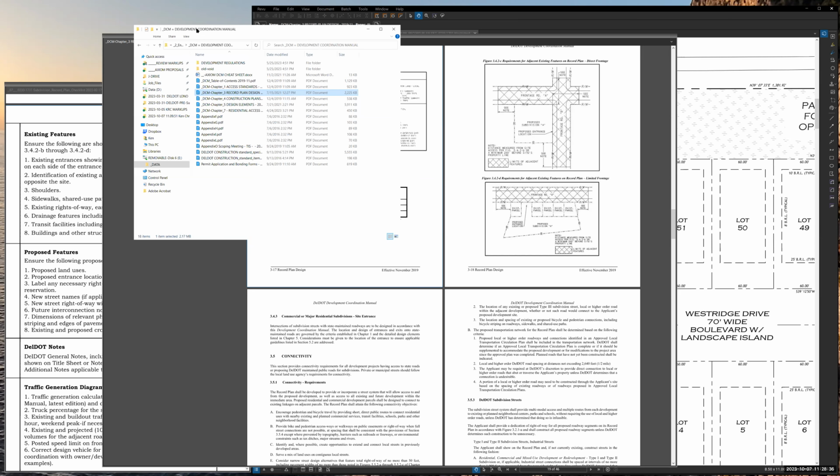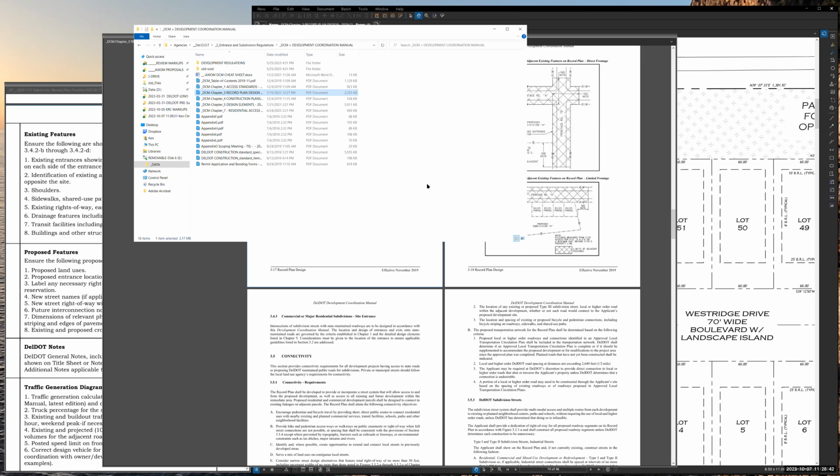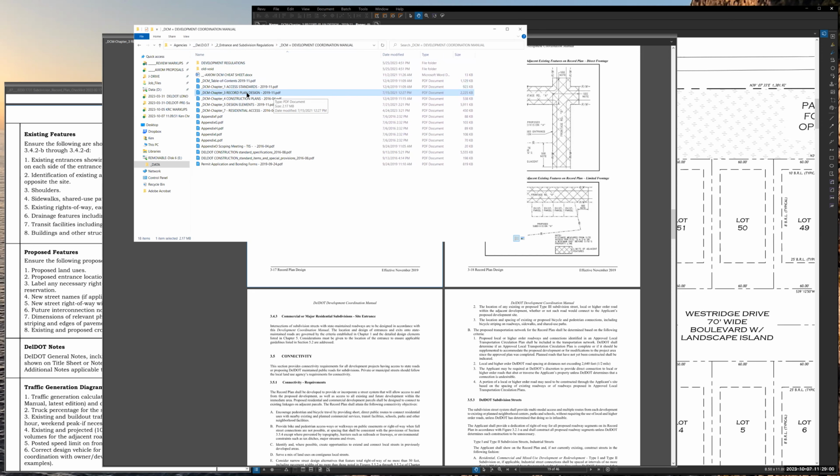So DelDOT has what the more zealous of them refer to almost as their Bible. In the DelDOT folder, J forms, agencies, DelDOT 2, entrance and subdivision regulations. There's a book called the DCM, or the Development Coordination Manual. The most useful chapters in the DCM are probably chapters 3, 4, and maybe 5. Many of the others aren't that useful. So if you're wanting to dig into how they think, this is the manual to get more familiar with.